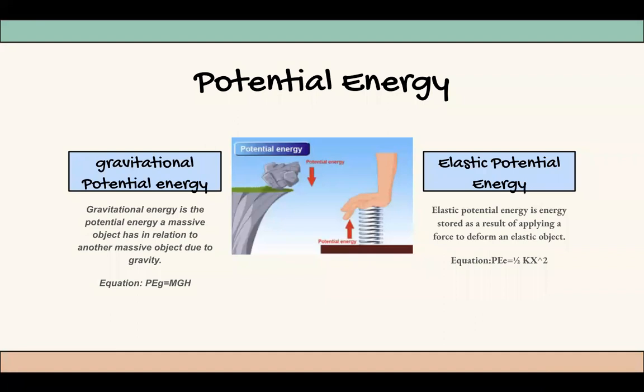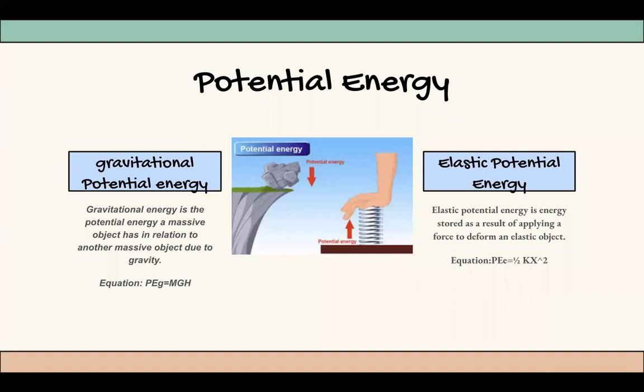The equation for the gravitational potential energy is PEG equals mgh. M stands for mass, g stands for gravity, and h stands for height. The equation for the elastic potential energy is PEE equals half kx squared, k being the spring constant, and x being the distance stretched or compressed.